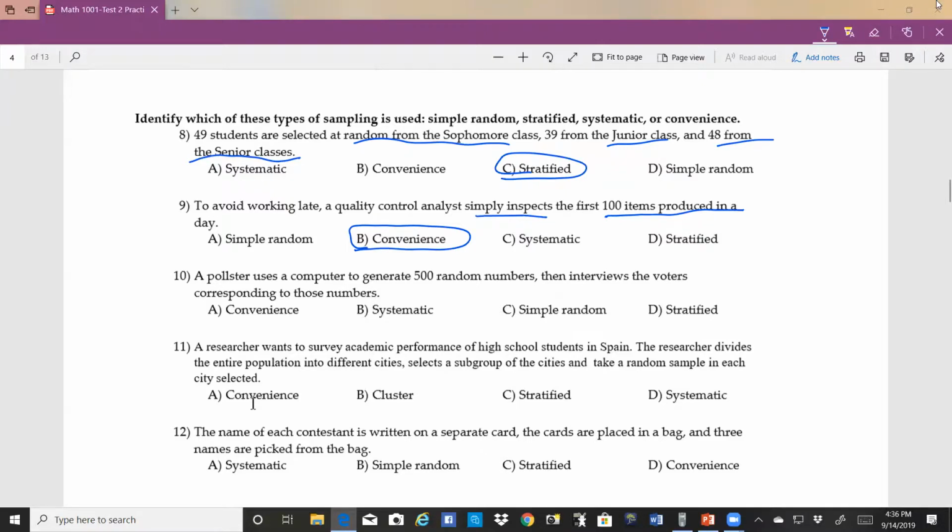Number 10, a pollster uses a computer to generate 500 random numbers and interviews the voters corresponding to those numbers. That is called simple random sampling.